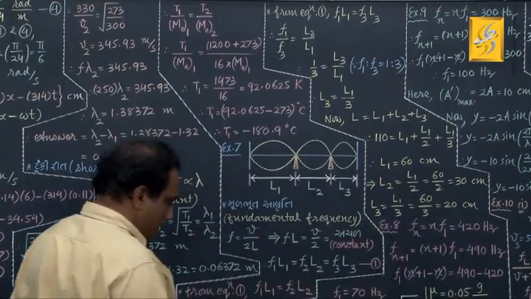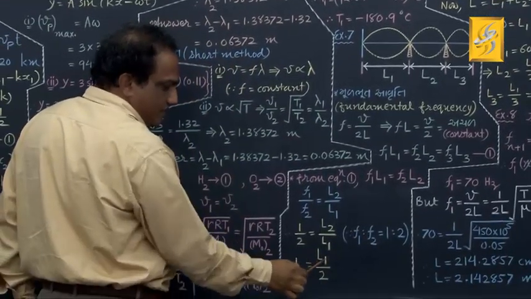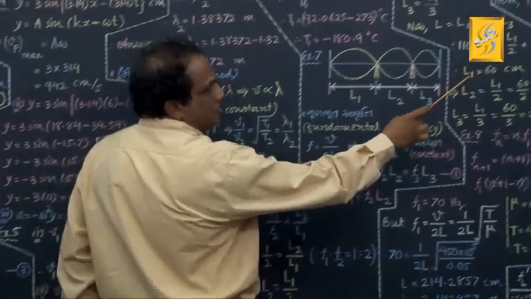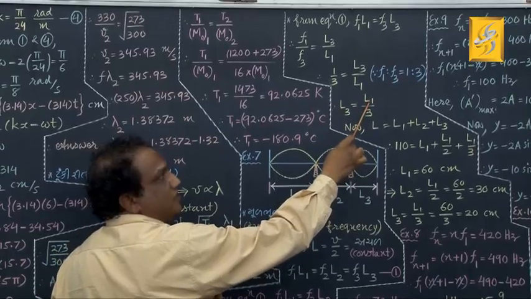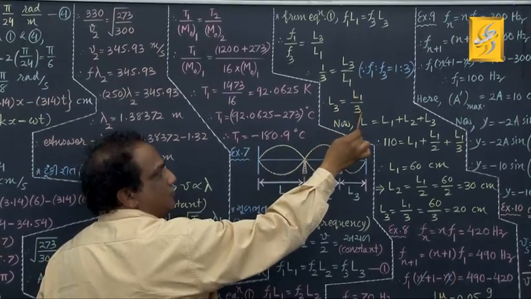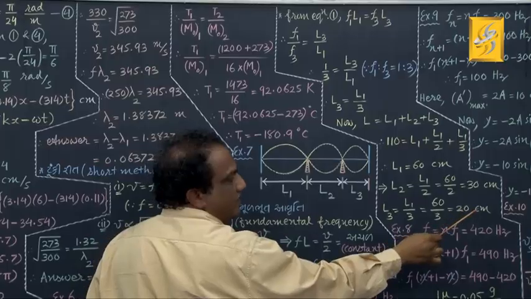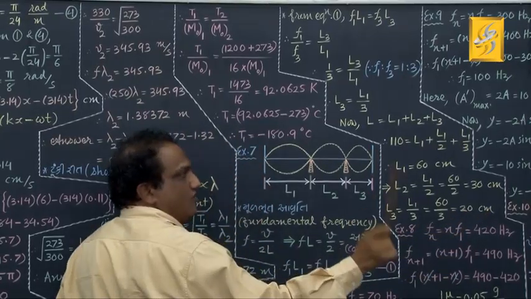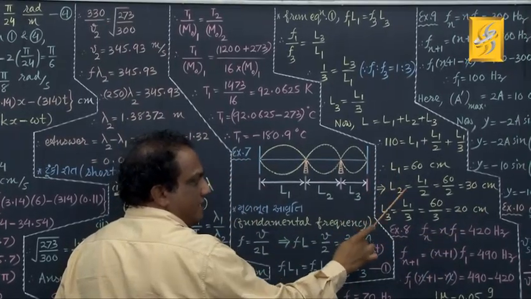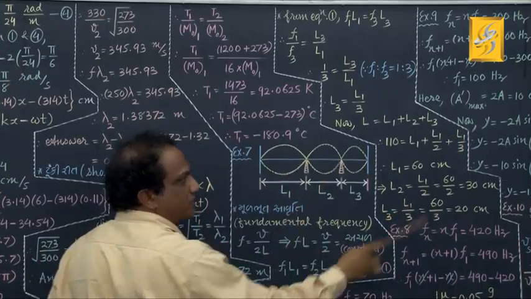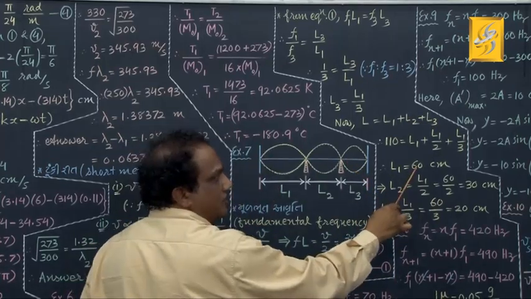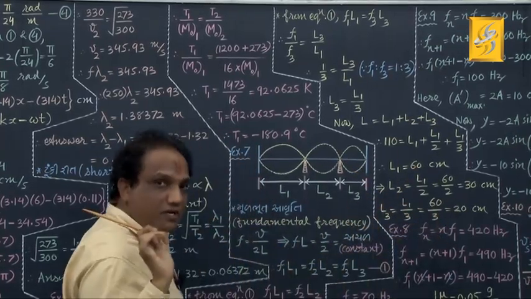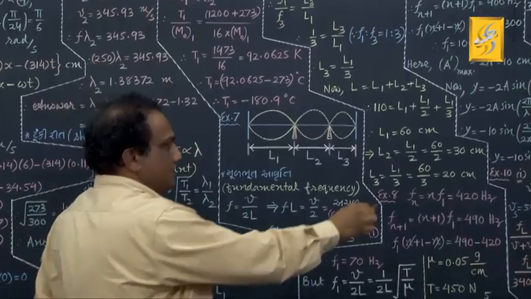Fine. Put it here. L1 is 60, so L2 will be 60 upon 2, that is 30 centimeter. Put L1 equal to 60 centimeter here. Then L3 will be 60 upon 3, which is 20 centimeter, correct? So the lengths of the first, second and third section are respectively 60 centimeter, 30 centimeter and 20 centimeter. The summation comes out to be 110 centimeter, correct? Fine. Kindly read the statement of number 8.